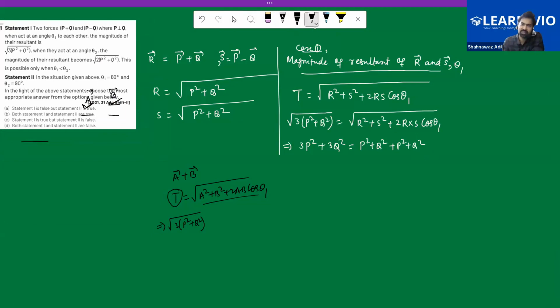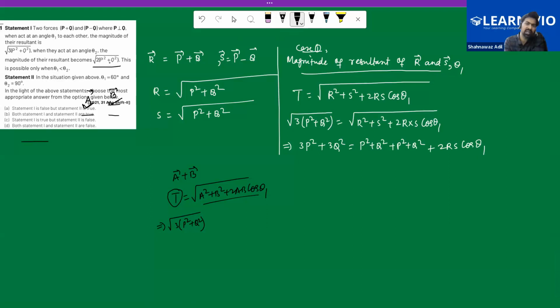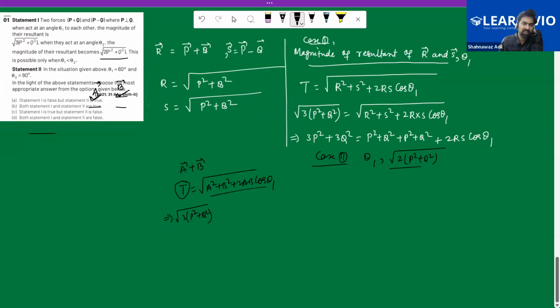We solve this thing, and again we use this idea. The angle is changed and the magnitude has changed. So the second case is that the angle is theta 1 and the magnitude is root of 2p square plus q square. This is the idea that we have to apply. We have to solve these two scenarios, and then we can get the theta 1 and theta 2 values. That is the idea of this question. We'll stop here, and then we will discuss this question later. Okay, bye guys, I will talk about this question in the next class.